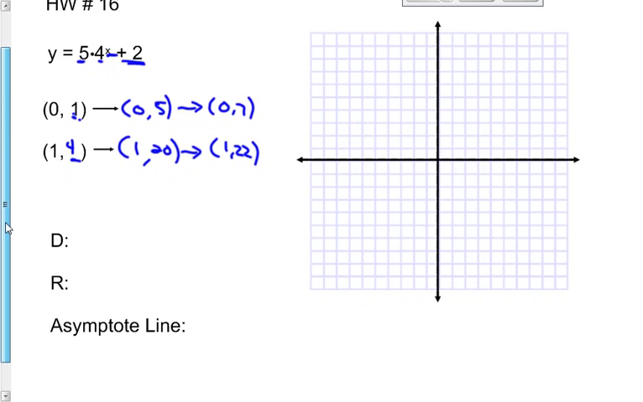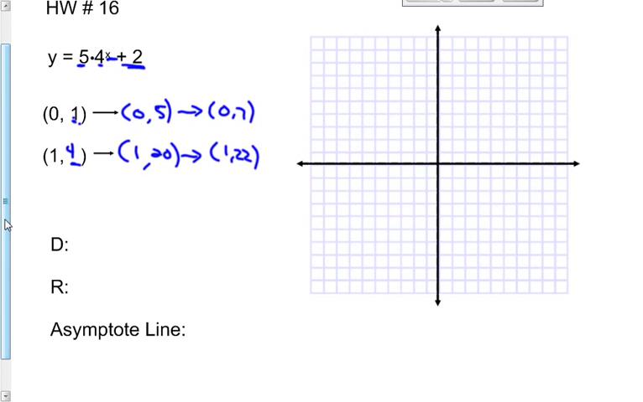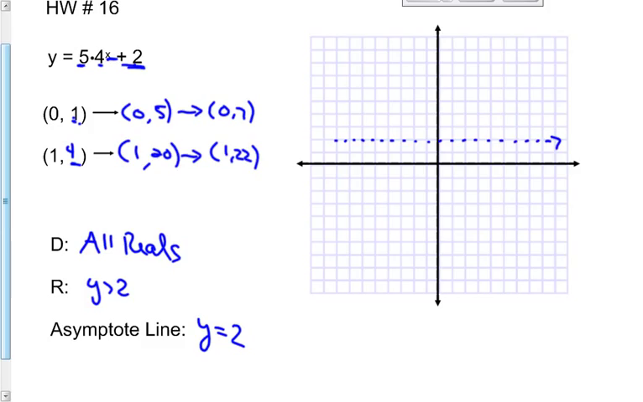Let's do the domain and range question real quick. Domain, every time, all reals. The range, look at the k value. Range will be greater than 2. And your asymptote line, same value, y equals 2. So you can go to your graph, dot in your asymptote line right away. That's your boundary line. You cannot come close to that line. You can't cross that line, but you can come close.